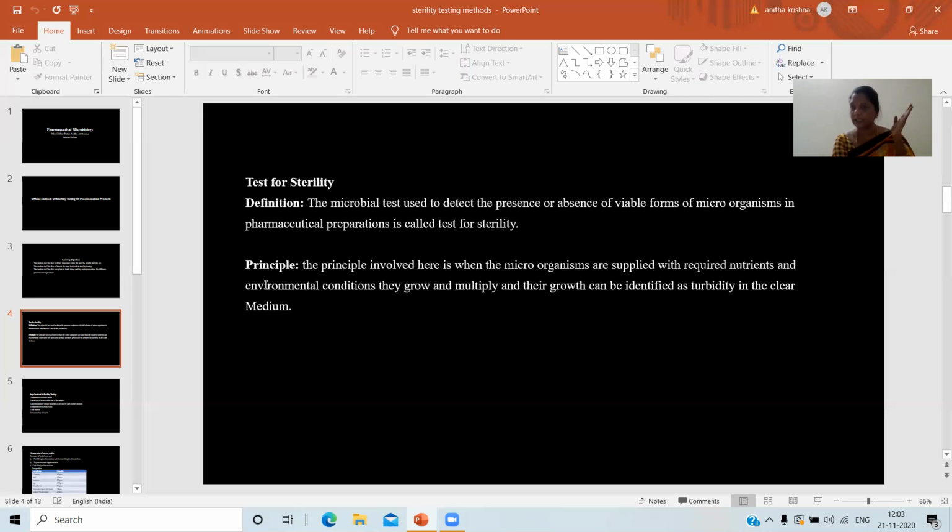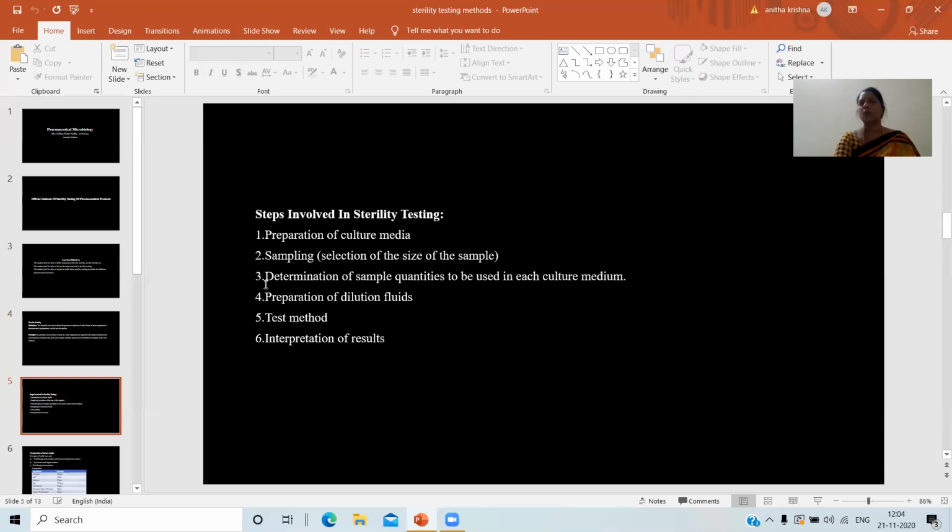If there is any turbidity or any microorganism present in the product, that entire batch has to be discarded, because the presence of any kind of microorganisms is not acceptable in the final pharmaceutical product. Let it be any product.